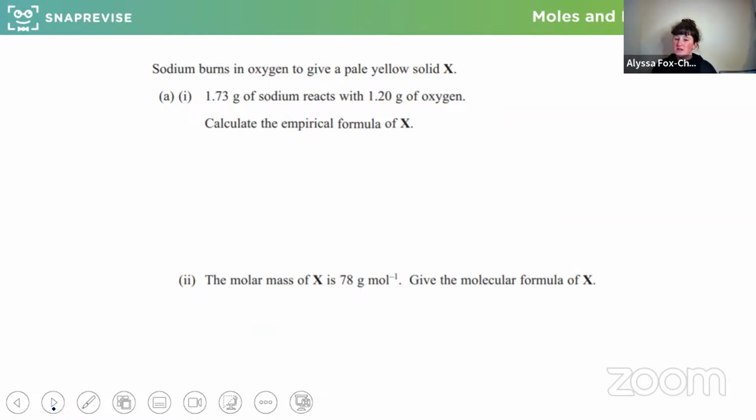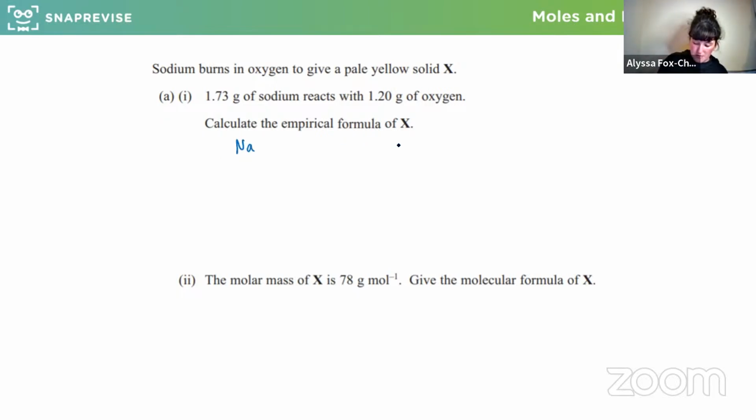So, sodium burns in oxygen to give a pale yellow solid X. 1.73 grams of sodium reacts with 1.2 grams of oxygen. Calculate the empirical formula of X. We've got gram amounts, but if we're looking at empirical formula, it's a ratio of moles. So all we need to do is work out our ratio of moles.